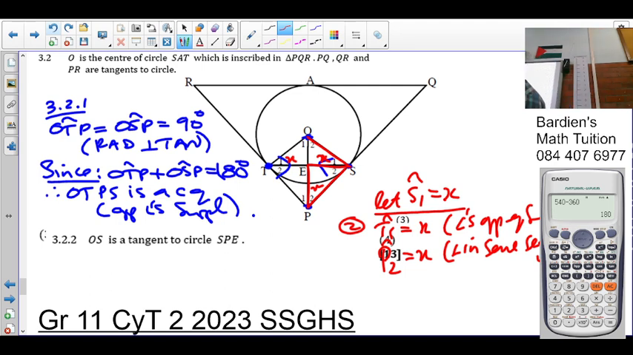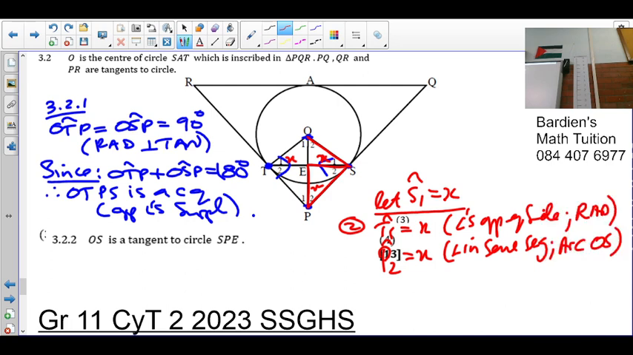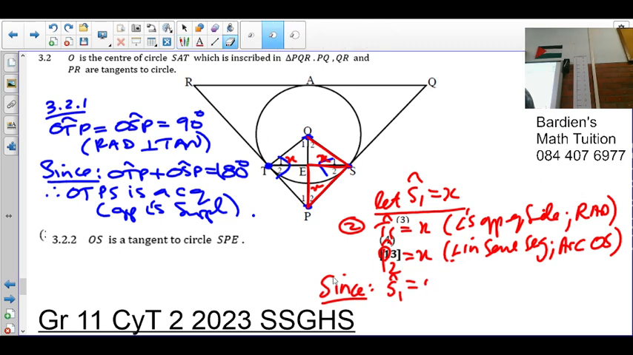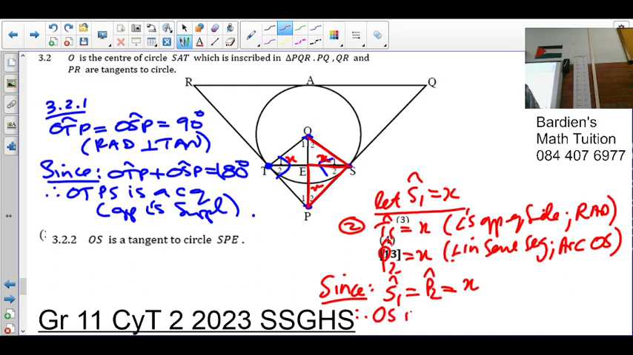Okay, let's take the calculator away then. Maybe half an hour, I thought it's going to take us 15 minutes. Okay, so what do we say now? Since S1 is equal to P2, since angle S1 is equal to P2, which is equal to X, therefore OS is a tangent to the circle through ESP.